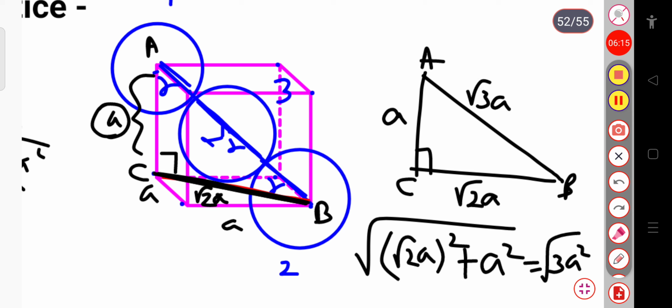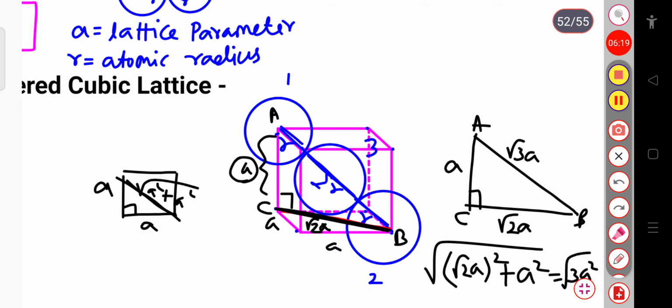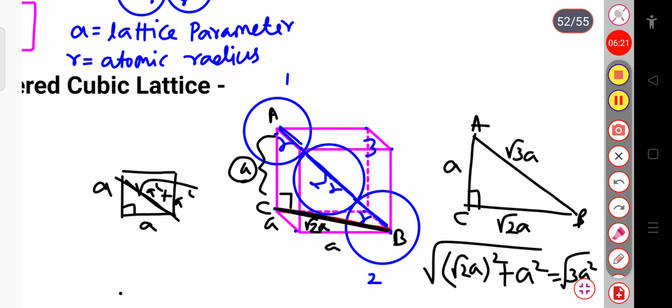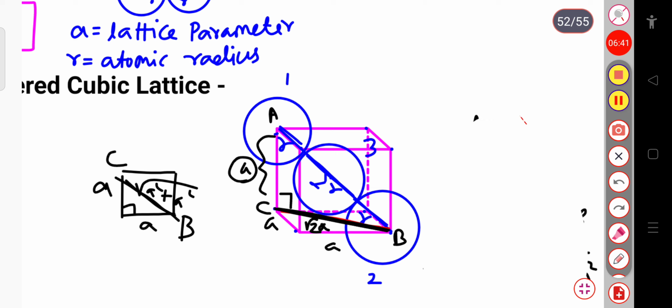Okay. This BC side we have already calculated here. This is my B, this part is B and this one is C. So the BC side is my root 2a. So from that we have calculated root over (root 2a) square plus a square, that is equal to root 3a square, and this is equal to root 3a. So hence we can put the value of AB equal to root 3a.